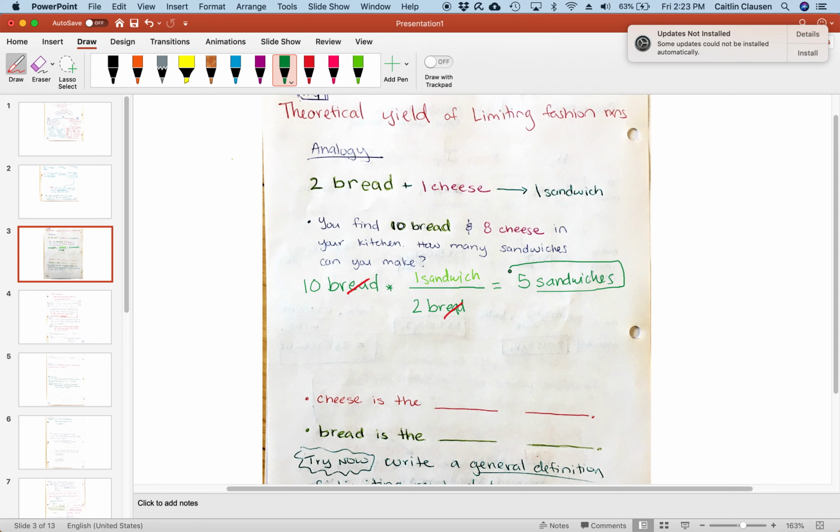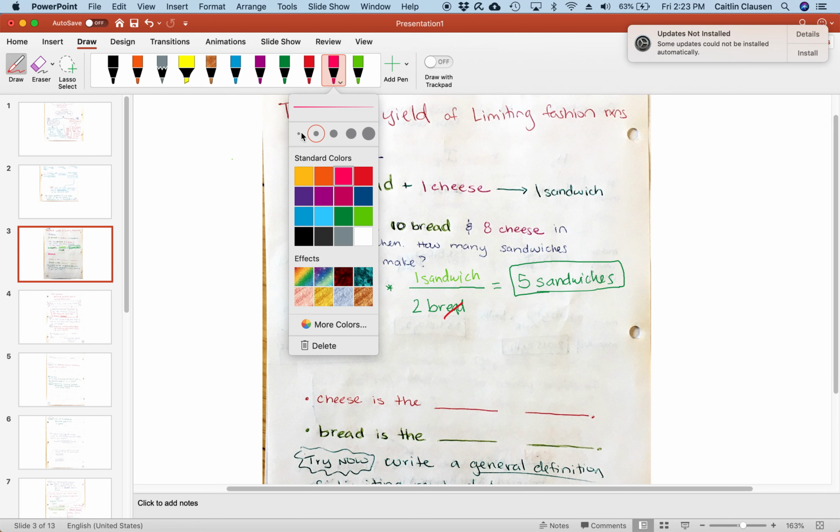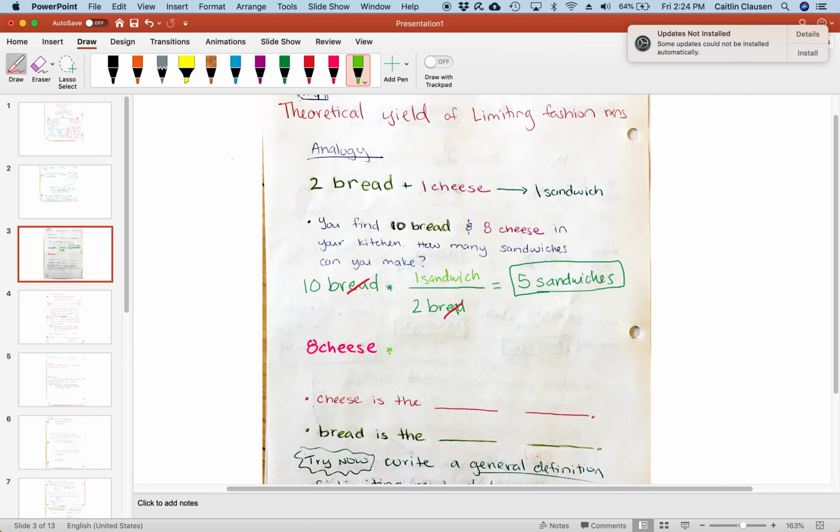Notice I'm writing the units out all the time. Please write the units all the time. Now for cheese, I found 8 pieces of cheese. For every sandwich, I need 1 piece of cheese. And that's going to give me 8 sandwiches.